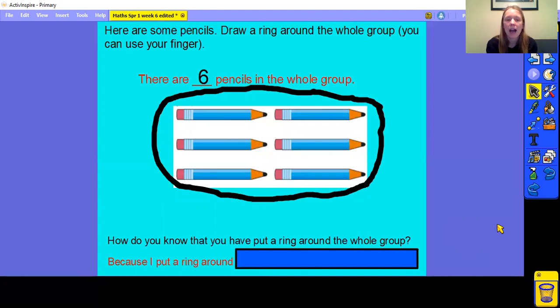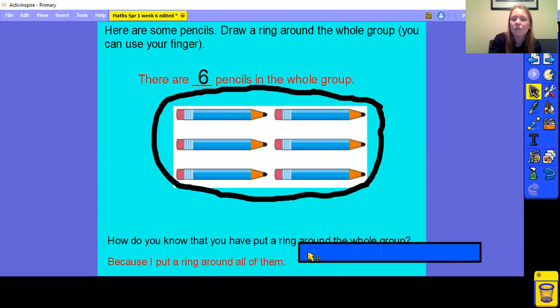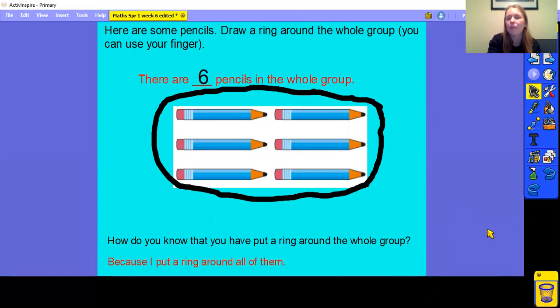Okay, so how did you know that you have put a ring around the whole group? Let's use the red sentence. Because I put a ring around all of them, of course. We put a ring around all of the pencils, so we know that we put a ring around the whole group.